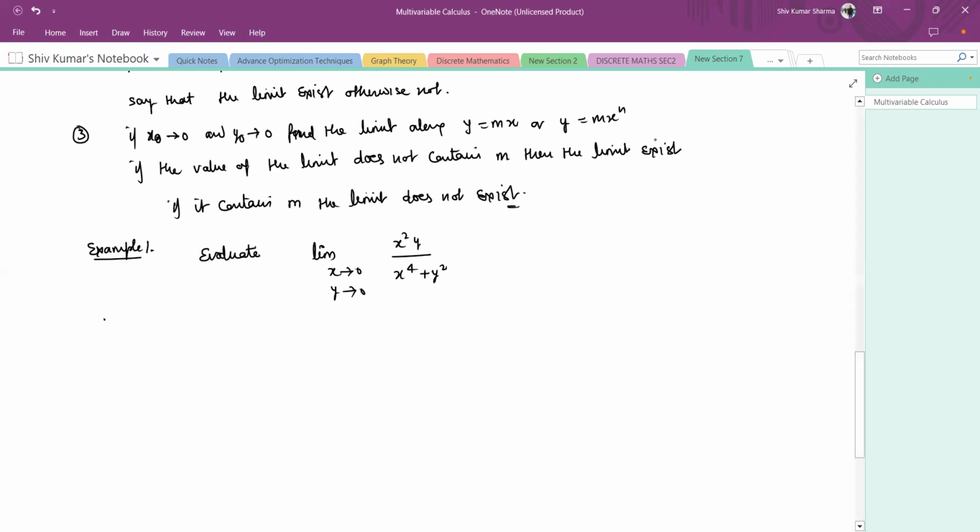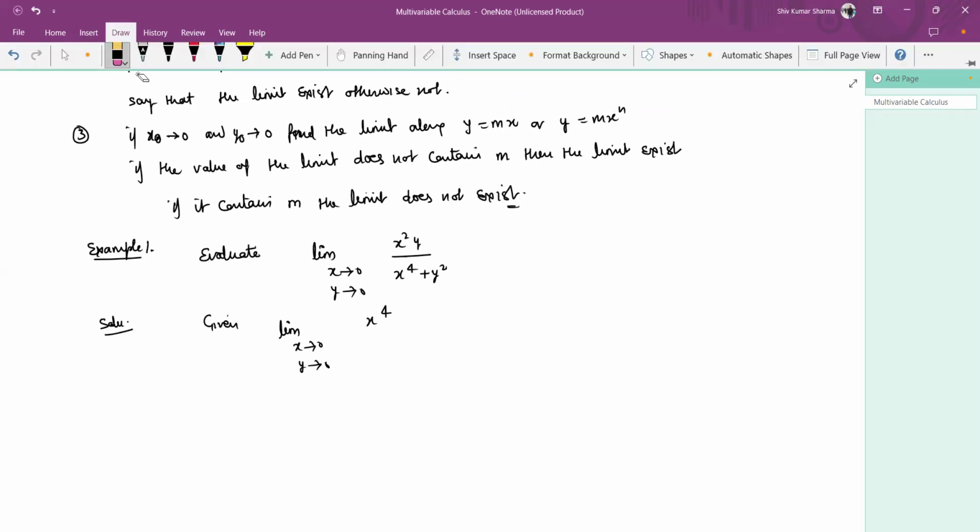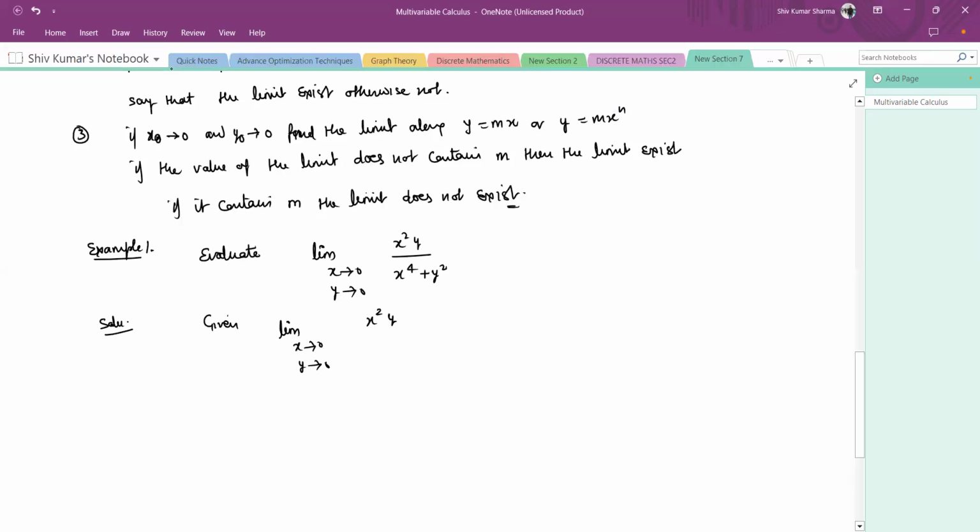Now we write down the solution. Given: limit x tends to 0, y tends to 0, of x raised to the power 2 into y upon x raised to the power 4 plus y square. Now when we apply the limit x tends to 0 here, we write down limit y tends to 0, in place of x.